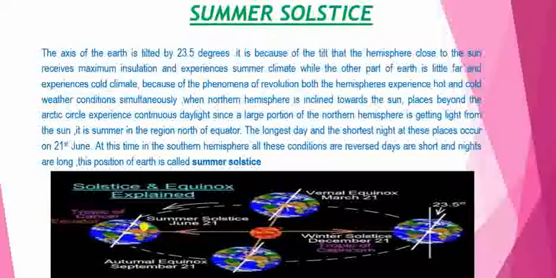At the same time, if we see the condition in the southern hemisphere, this time the southern hemisphere comes close to the sun and receives maximum insolation. That means it will be summer in the southern hemisphere when we talk of this position of Earth, and it will be winter in the northern hemisphere. Here it was summer in the northern hemisphere and winter in the southern hemisphere. Now here it is summer in the southern hemisphere and winter in the northern hemisphere.